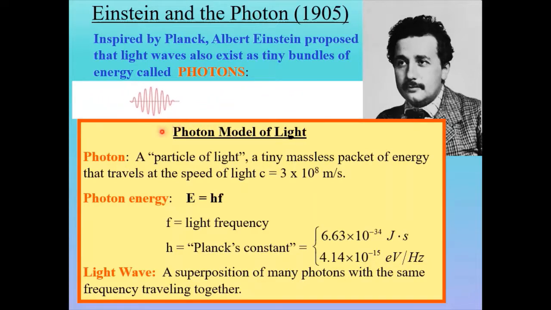So Einstein's photon model of light says that a photon is a particle of light, a tiny massless packet of energy that travels at the speed of light. Remember, the speed of light, c, is equal to 3 times 10 to the 8th meters per second. Furthermore, Einstein said that the energy of a photon is equal to h times f. Now, f is the frequency of the light, and h is called Planck's constant, named after Max Planck. Notice it has an extremely tiny value: 6.63 times 10 to the minus 34 joule seconds.